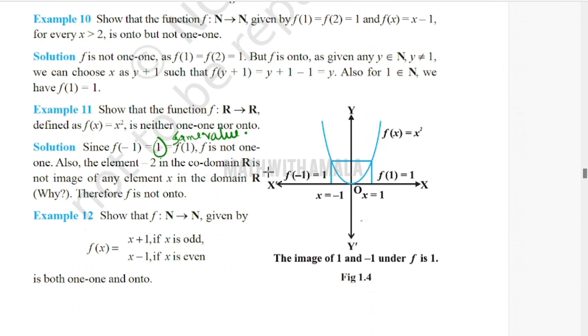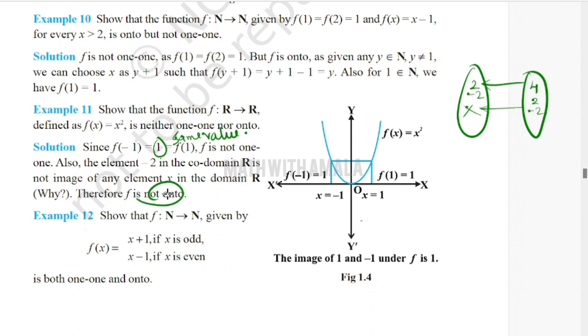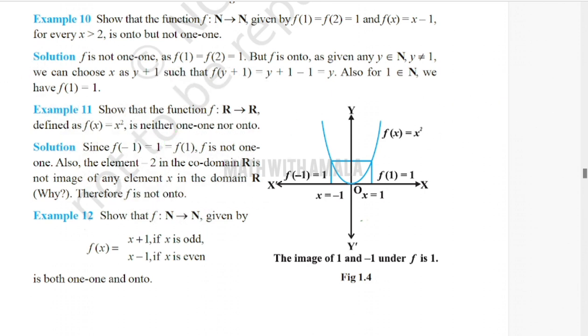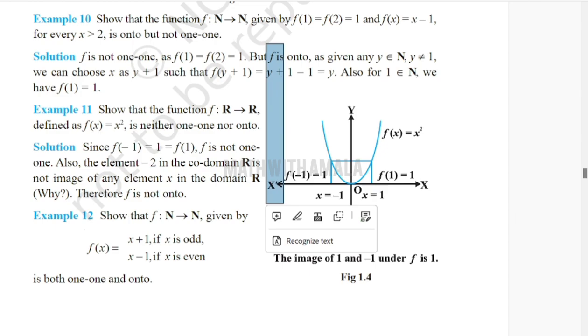Example number 11, show that the function f from R to R defined by f of x equal to x square is neither 1-1 nor onto. Here f of minus 1 and f of 1 are 1. They are moving to the same value 1, hence it is not 1-1. Also, the element minus 2 in the codomain: if we take minus 2 in the codomain set, then it is not having a particular element in the domain R. Therefore it is not onto.